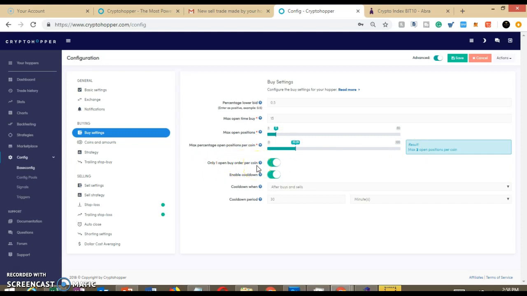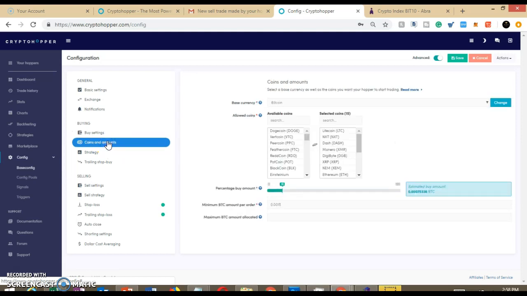So sometimes what happens is that you'll get a signal and then you'll get another signal for the same coin. So next one here is enable cooldown. I do have that turned on because I don't want to get 4 or 5 positions in the same coin lined up, and then if that particular trade doesn't go so well, I don't want to have a portfolio of all of those trades where I lose the majority of my money.